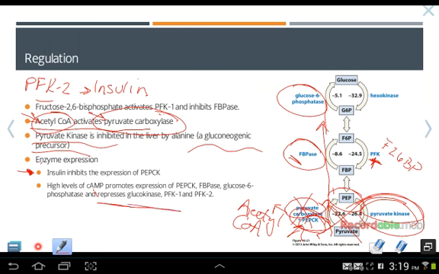So if we have high cAMP, then that is a byproduct of both fatty acid metabolism as well as the citric acid cycle, and also indicates that we have low ATP. So it would indicate that we have low glucose, and so we need to start making more glucose.